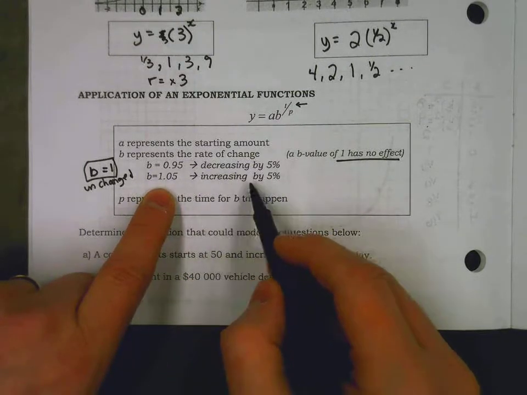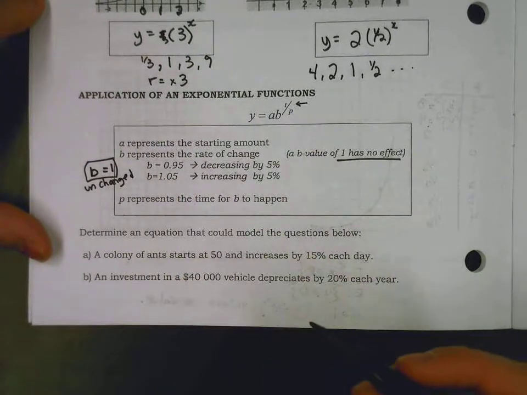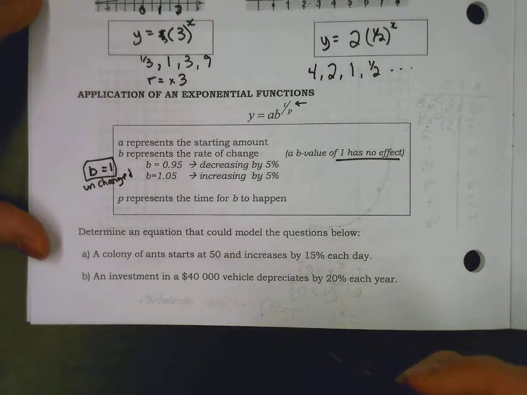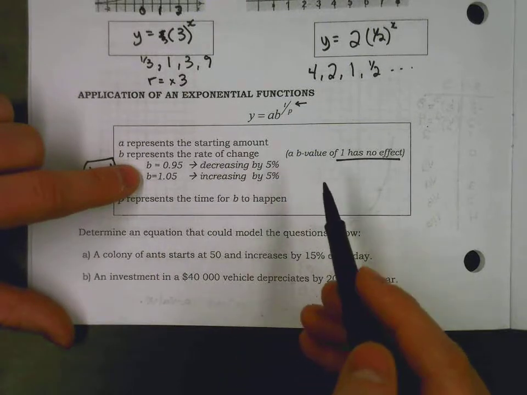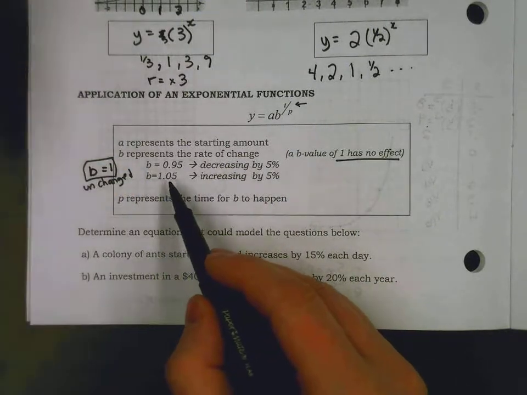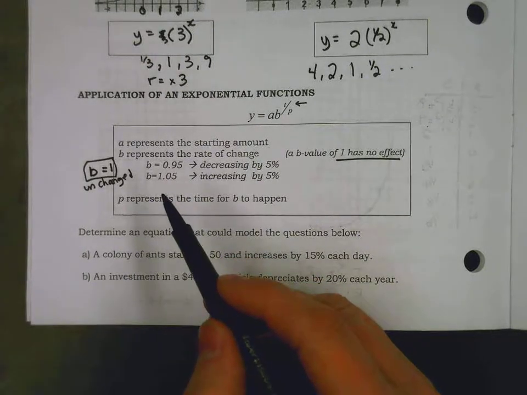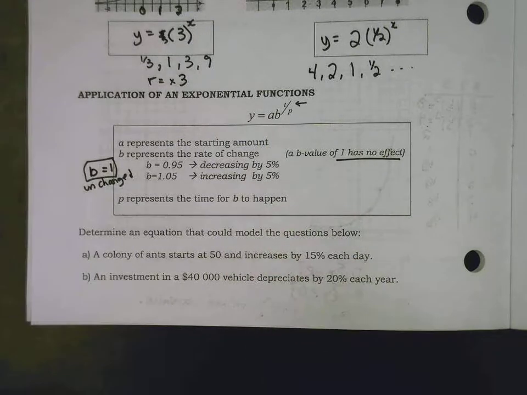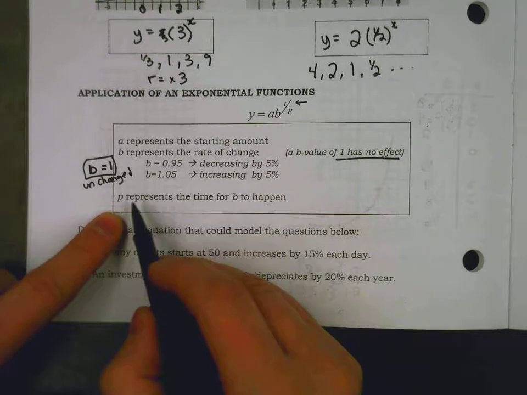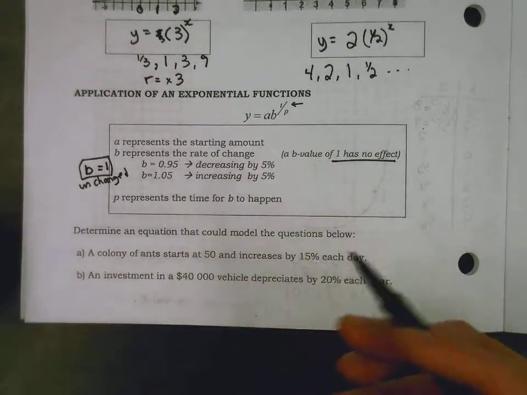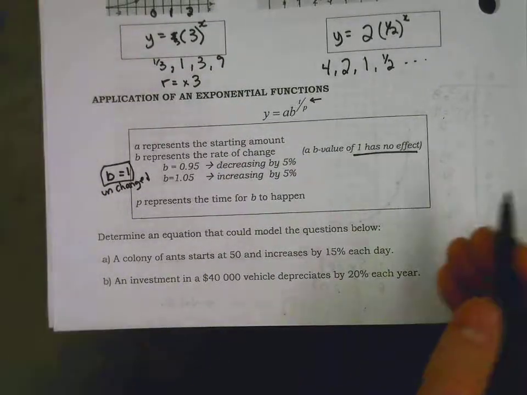1.05 is increasing by 5%. So these two numbers, while they look very, very different, are both talking about 5%. One is increasing, one is decreasing. How far we're away from 1 is a percentage increase. If the base was 2, we're doubling. If the base was 5, we're increasing by a factor of 5. But percentage growth is really a shift away from 1. And there is this new value at the bottom in the denominator position here. P represents the time for some growth to happen. So I'm going to change these questions a little bit below to be a little bit more interesting.